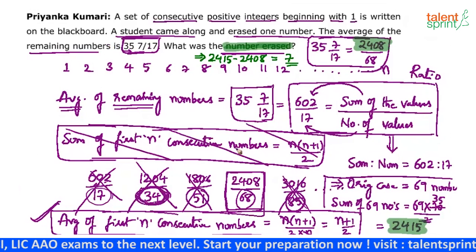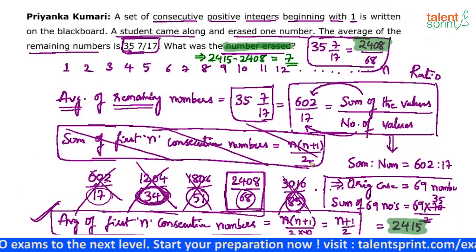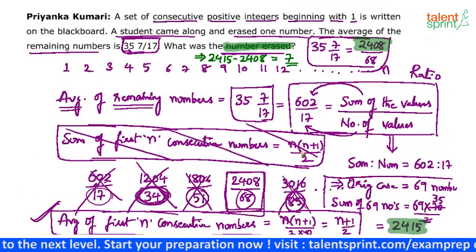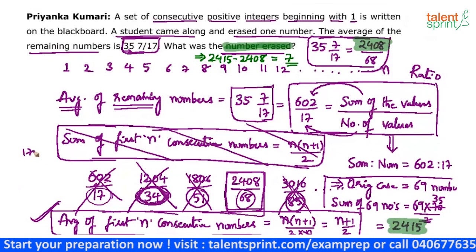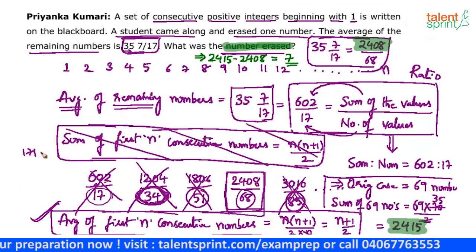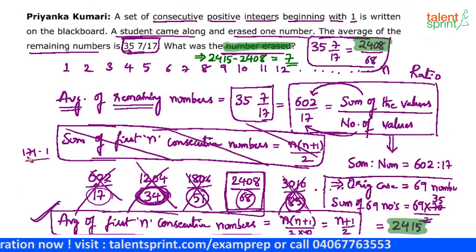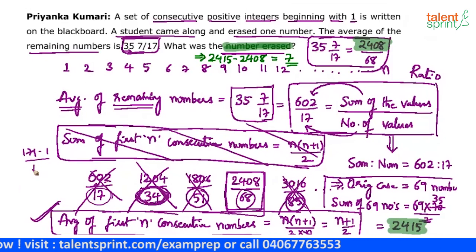The sum of the first 18 numbers is how much? It will be 18 into 19 by 2, which is like 19 into 9. 19 into 9 is 171. From that sum of 171, even if you remove just 1, what happens? It becomes 170. 170 by, instead of 18 numbers, you have to take 17 numbers.